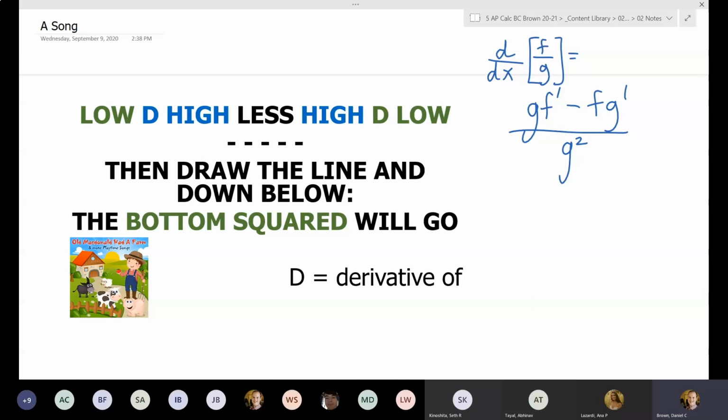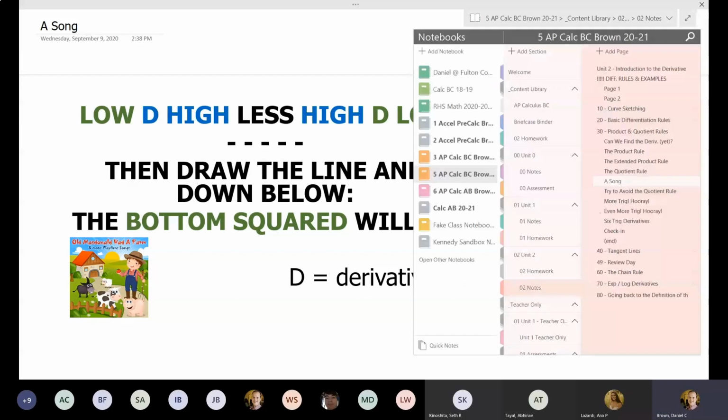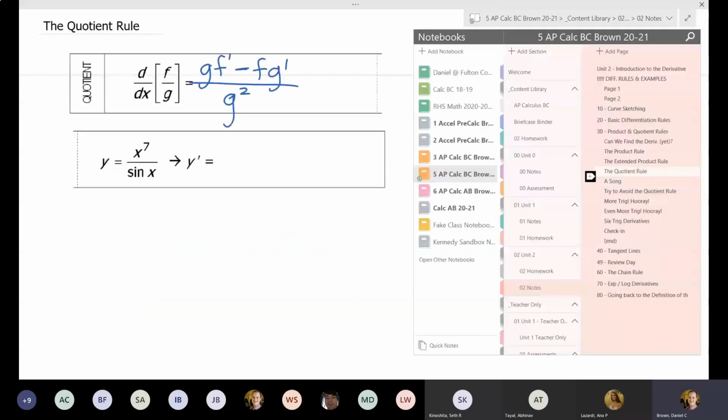And there you go. Now you can probably laugh at me in silence. But that is how I remember the quotient rule. Whether you sing it in your head or say it in your head is up to you. But I clearly remember sitting at the AP exam and just thinking to myself, low, D high, less, high, D low, then draw the line and down below, the bottom squared will go. Just because it is easy to mix things up in the quotient rule, especially that numerator.